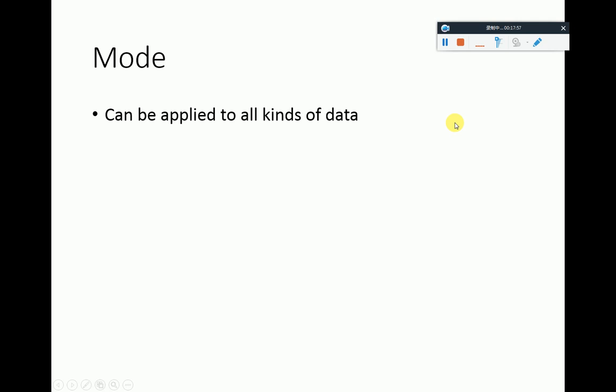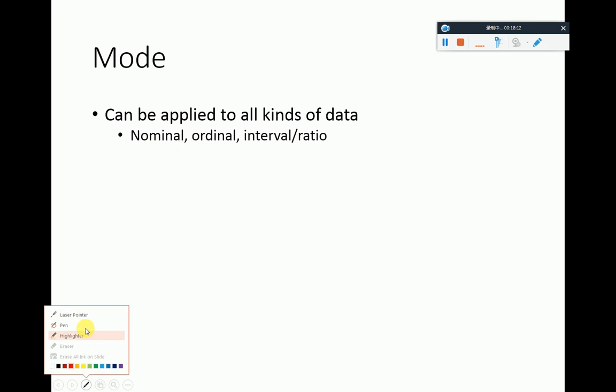So mode is a very useful descriptive statistic because it can apply to all kinds of data. We said that we have different types of data. We have nominal data like men, women. Whenever we're talking about categories, we're talking about nominal data. We have ordinal data as well. Education, for example: we have bachelor's degree, master's degree, PhD. So these are categories, but these categories are ranked.